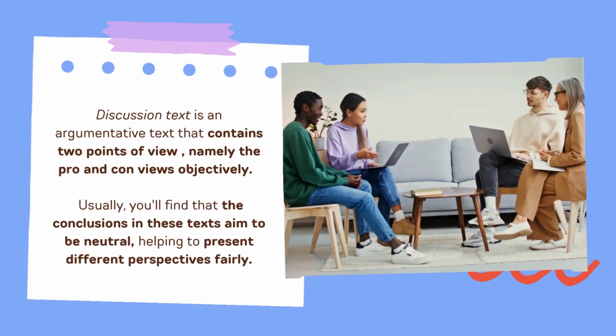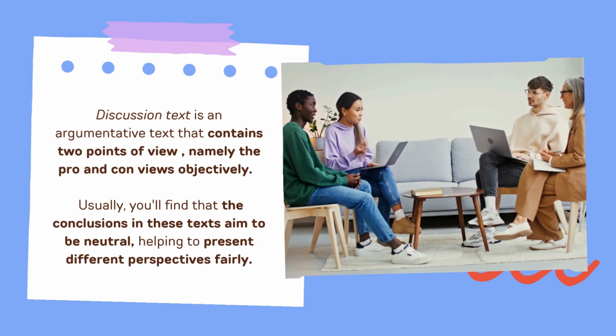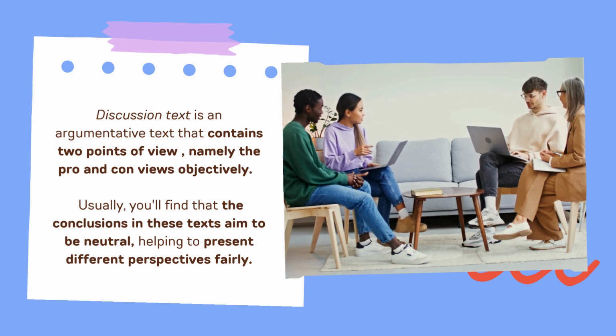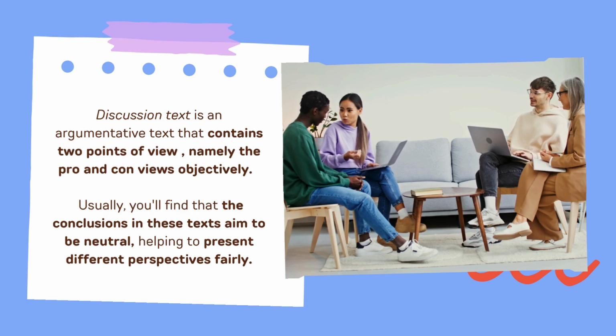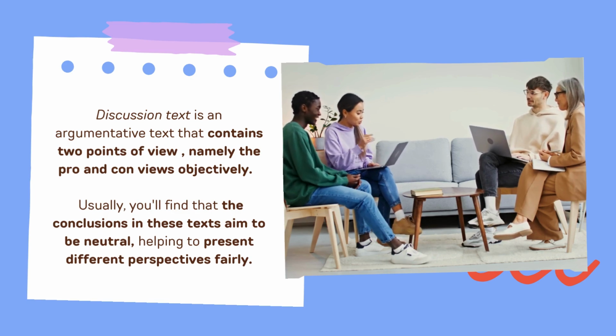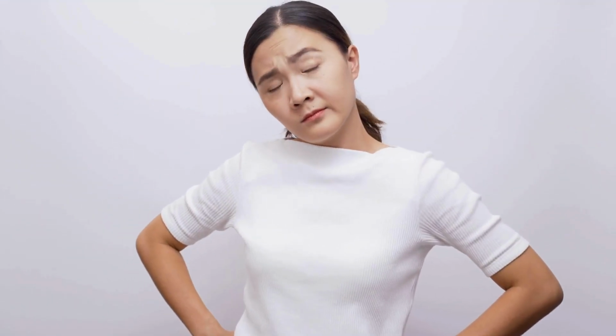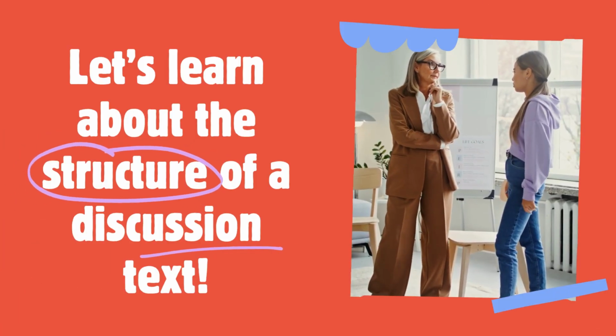Discussion text is an argumentative text that contains 2 points of view, the pro and contra views objectively. And the conclusion in this text aims to be neutral, helping to present different perspectives fairly. So now, we know the purpose of a discussion text is to present different sides of an issue. But how is it actually organized in writing? Let's look at the structure.